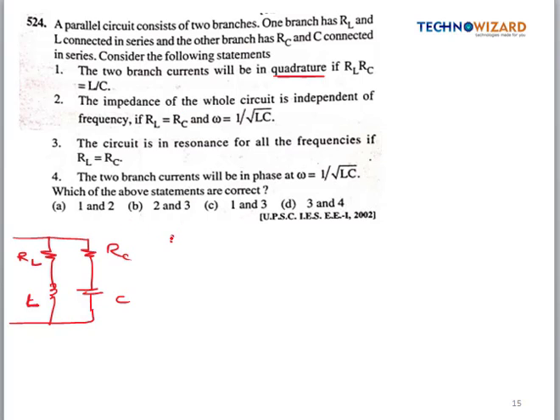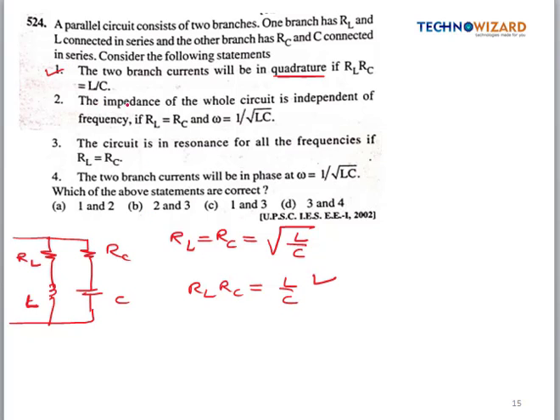So we know that the circuit will be under resonance when RL is equal to RC is equal to root L by C. So now let's multiply both of them. So RL into RC, we are getting L by C. So this statement is right. When this condition is satisfied, then the two branch currents will be in quadrature. So this statement is right.